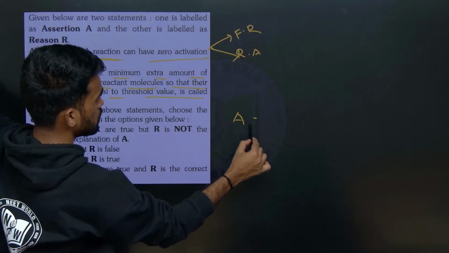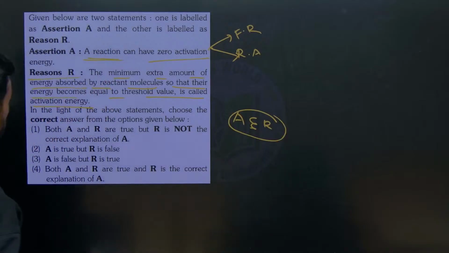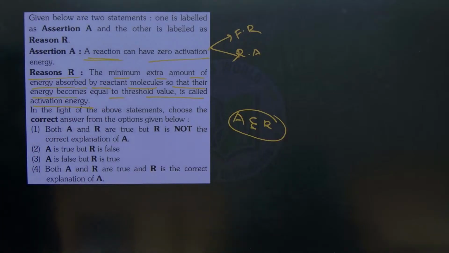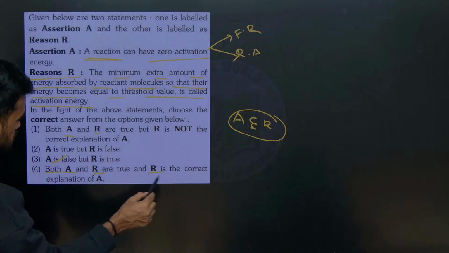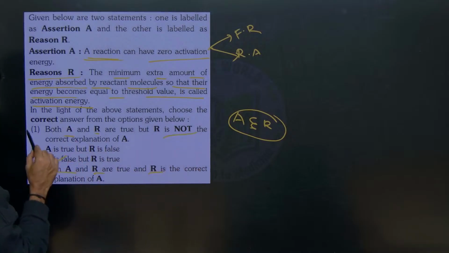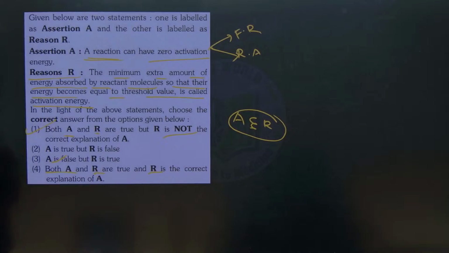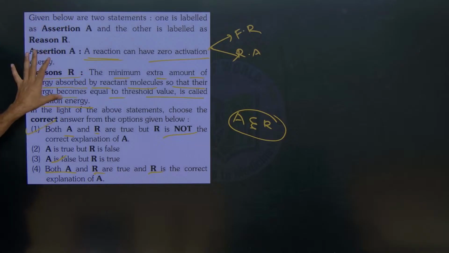Both assertion and reason are correct. The reason is also correct, but I think there is no proper explanation about the assertion. So both A and R are true, but R is not the correct explanation of A. So I am going with option 1, because the reason does not explain what the assertion means. Therefore both are true statements, but R is not the correct explanation of A.